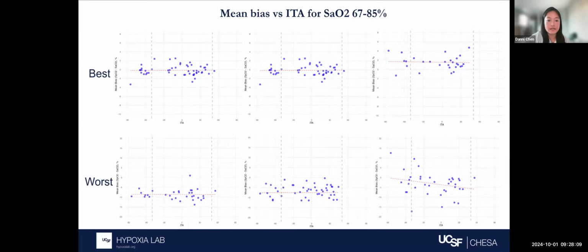Here is the same set of devices at the SaO2 67 to 85% range. We expected to see a larger slope from the regression line in the lower saturation range, but again, the low ARMS devices have mean biases clustered around 0, and the higher ARMS devices have mean biases further away from 0. But all devices, except for the one in the lower right, have relatively flat regression lines. And again, this tells us that the ARMS performance is probably not a predictor of the device differential bias performance. Next slide, please.